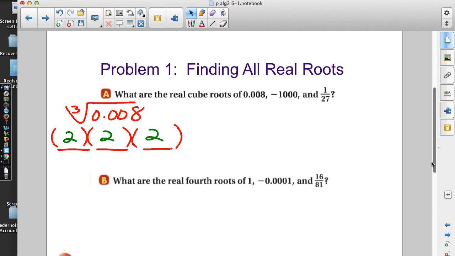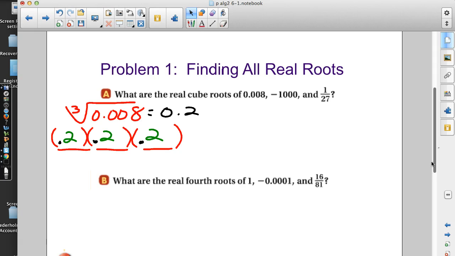So if they all have to be the same, and each decimal place moves it over once, 1, 2, 3, how many decimals do each of these need? Just 1. 1 decimal place, 1 decimal place, and 1 decimal place. 1 for each movement that we need to get that into the 1000th position. So 0.2 times 0.2 times 0.2 will do it. And our answer would be 0.2. Any chance it could be negative 0.2?